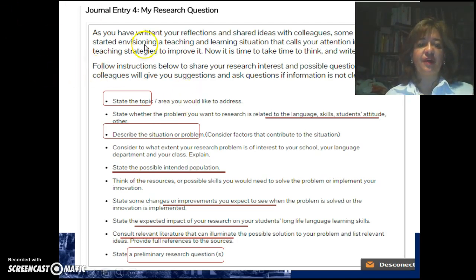You are also describing the situation or problem that you have, and it's very important that you start spending at least a page to describe this problem and this situation that you consider is affecting your institution. It's important that you state the possible intended population, whether it's going to be the full school, just a level, or a couple of students, etc.